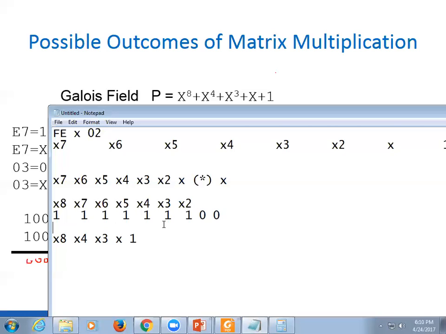So now I need my Galois field, which is this guy. So we have an x to the 8th. Do we have an x to the 7th? No. An x to the 6th? How about a 5? No. How about a 4? Yes. You have one. How about a 3? Yes. How about 2? No. How about an x? No. Or yes, we have an x. How about a 1? Yes. You all agree that's the Galois field converted?